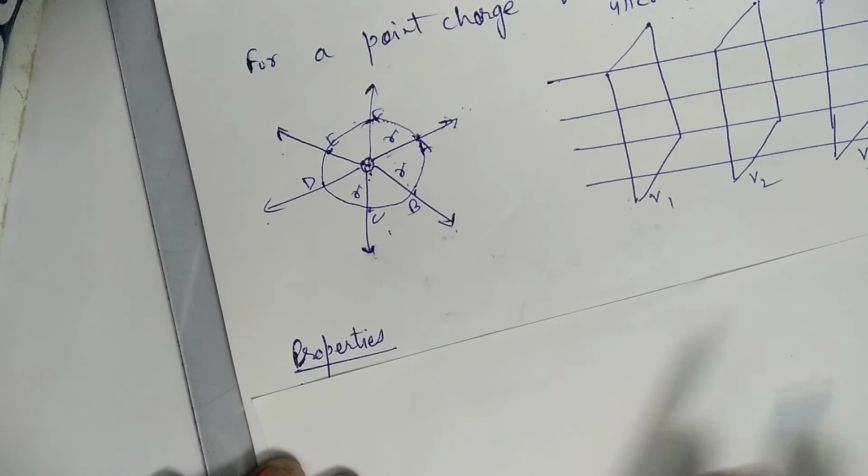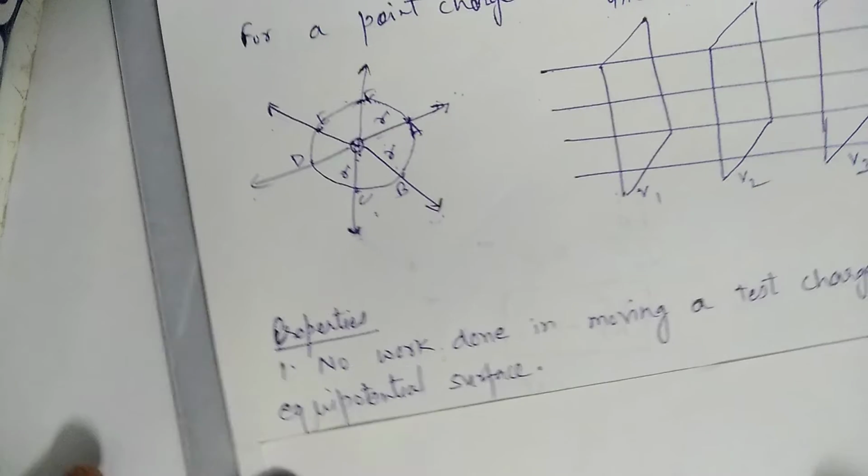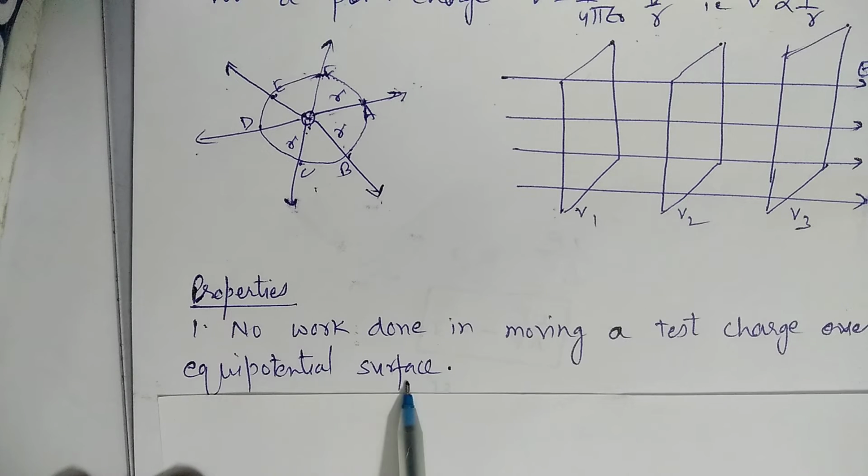Now let us discuss some properties of the equipotential surfaces. The first property is that no work is done in moving a test charge over an equipotential surface. That means if we move a test charge on any such surface, then work done will be 0.